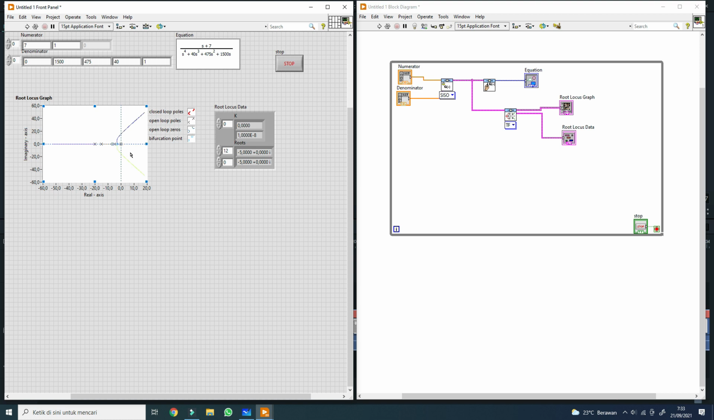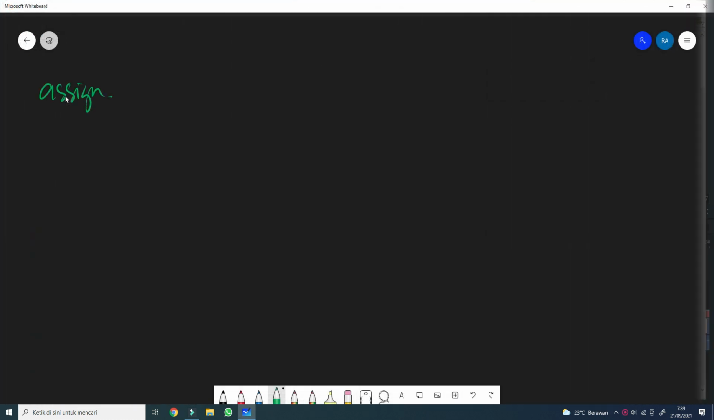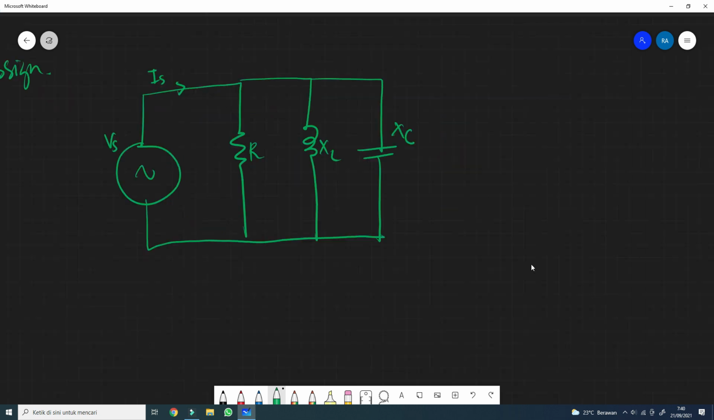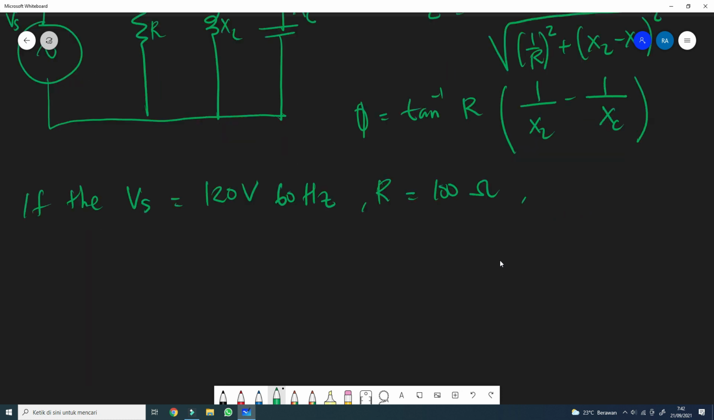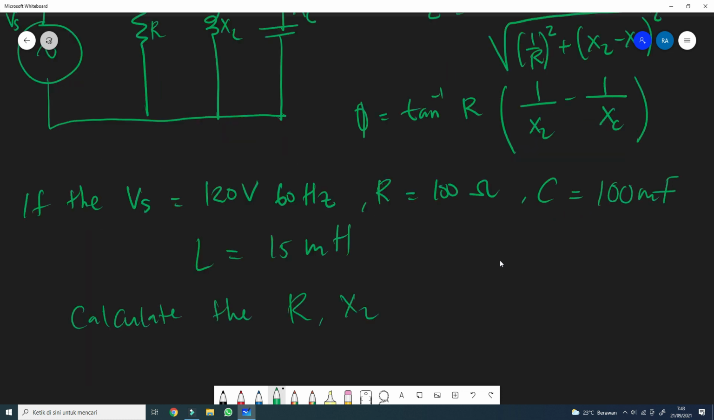So let's move to the assignment. Suppose we have a parallel RLC circuit with the constants given below. Then calculate the R, XL, XC, power factor, and the phase angle.